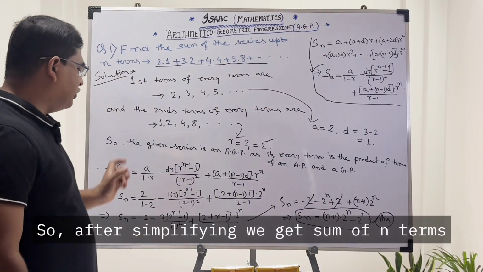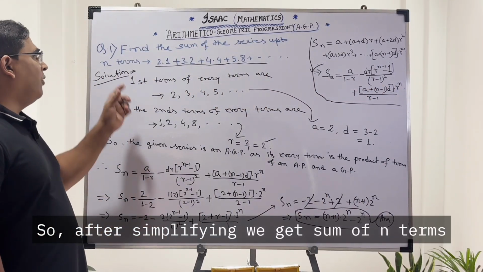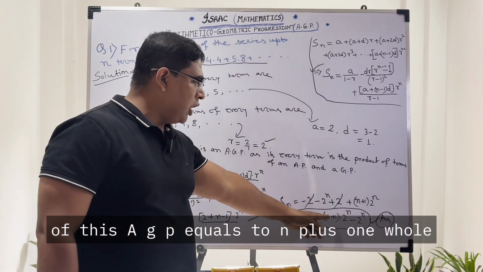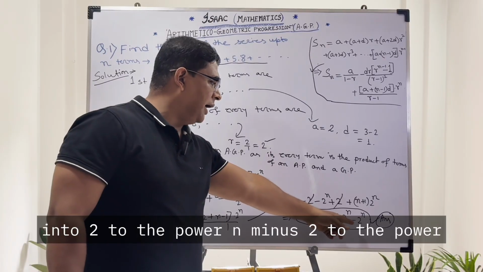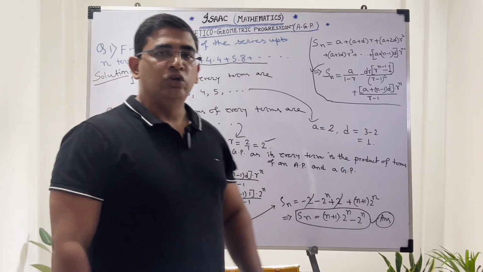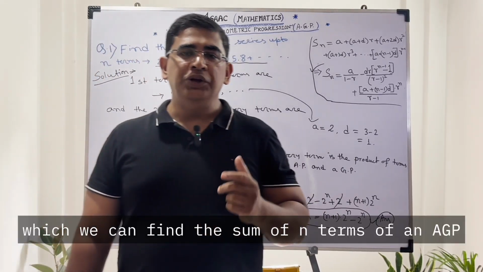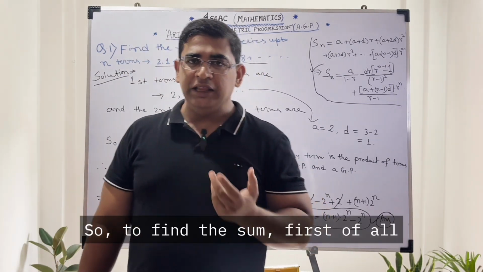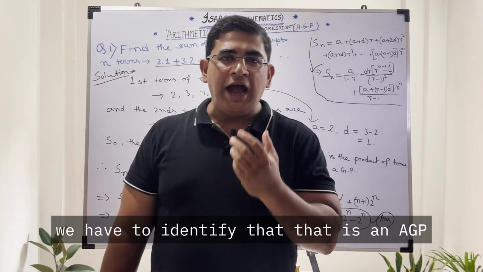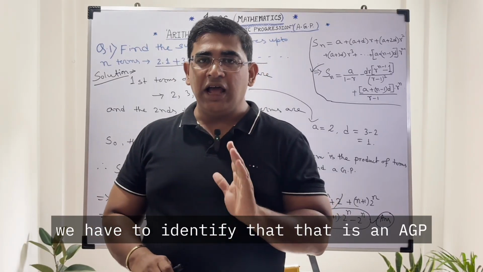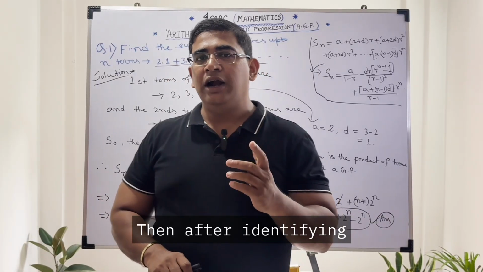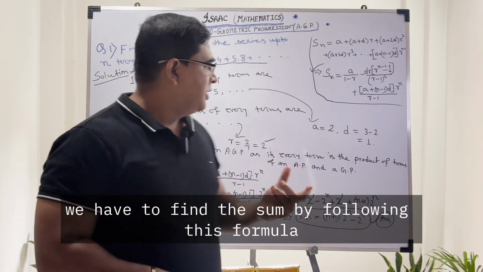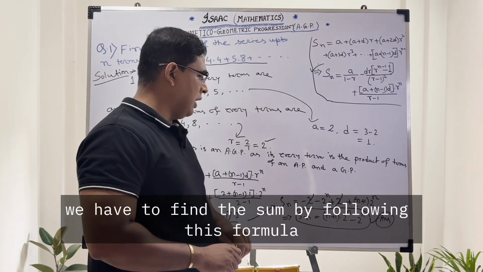So after simplifying, we get the sum of n terms of this AGP equals n plus 1 whole into 2 to the power n minus 2 to the power n. Okay, so this is the way by which we can find the sum of n terms of an AGP. So to find the sum, first of all we have to identify that it is an AGP. Then after identifying that series as an AGP, we have to find the sum by following this formula.